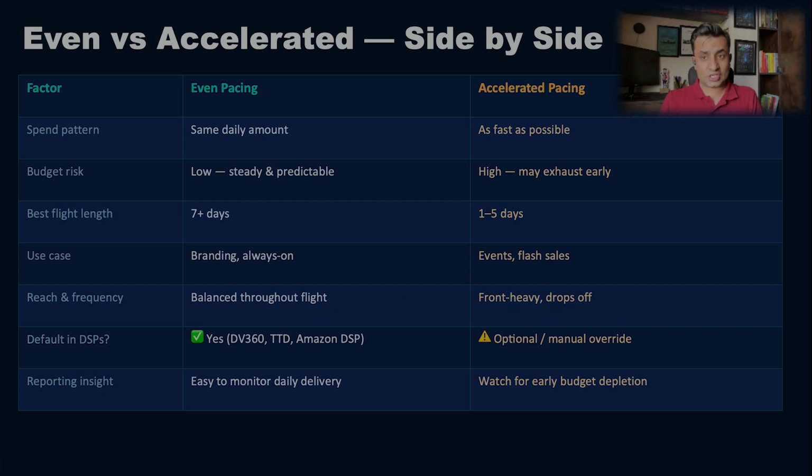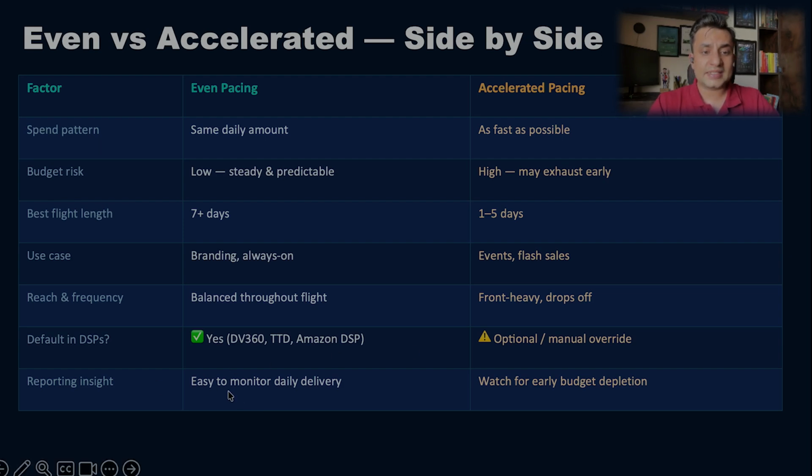When the campaign is just starting up, your reach is high, your frequency is high, you're showing your ads more and more. But later on, as the budget gets reduced, it drops off. Default: even pacing is available as a default option in DV360, Trade Desk, Amazon DSP, whereas accelerated pacing is optional, or manually you have to override the even pacing to go ahead with ASAP pacing.